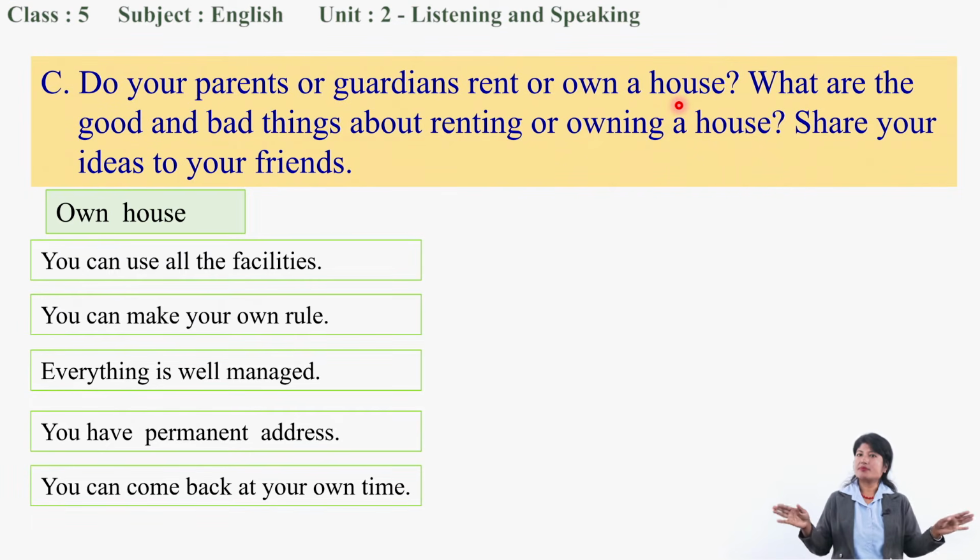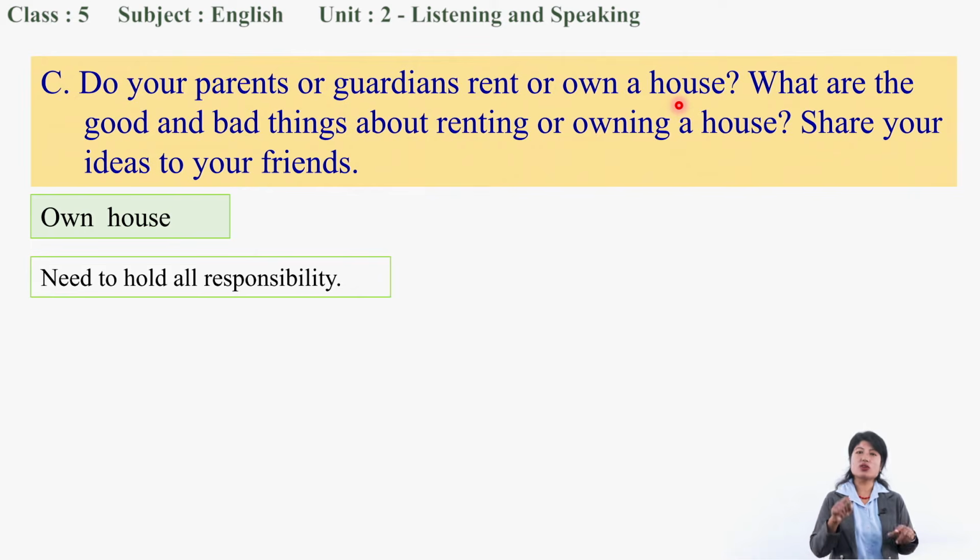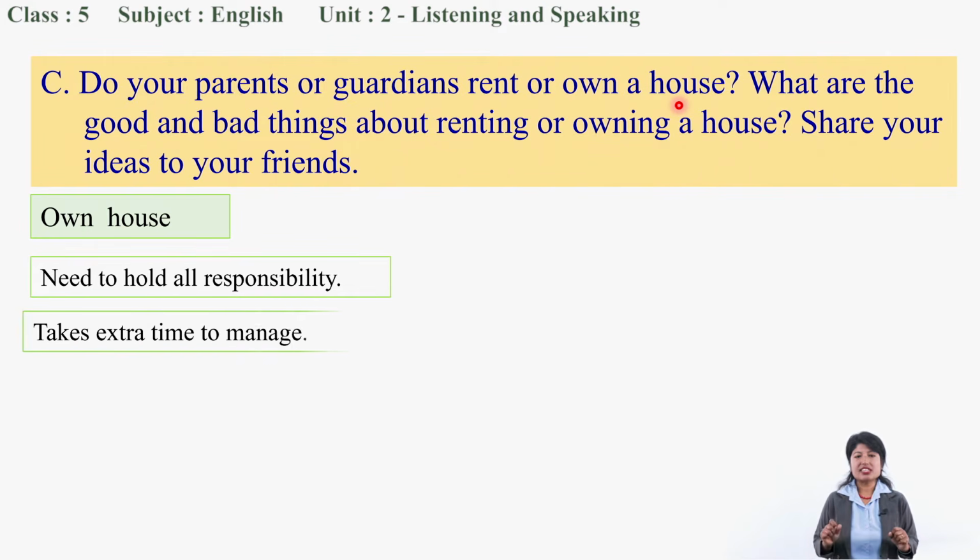However, there are some bad points of having your own house as well. So there are some negative points as well. What could that be? Okay, so these points could be like needing to hold all the responsibility. If you are the owner of the house, you have to take responsibility. If anything goes bad, any problem comes, then always the owner is called. So you have to take the responsibility. Next one is it takes extra time to manage. You have a big house and you have to manage this and that and all. So it takes extra time.